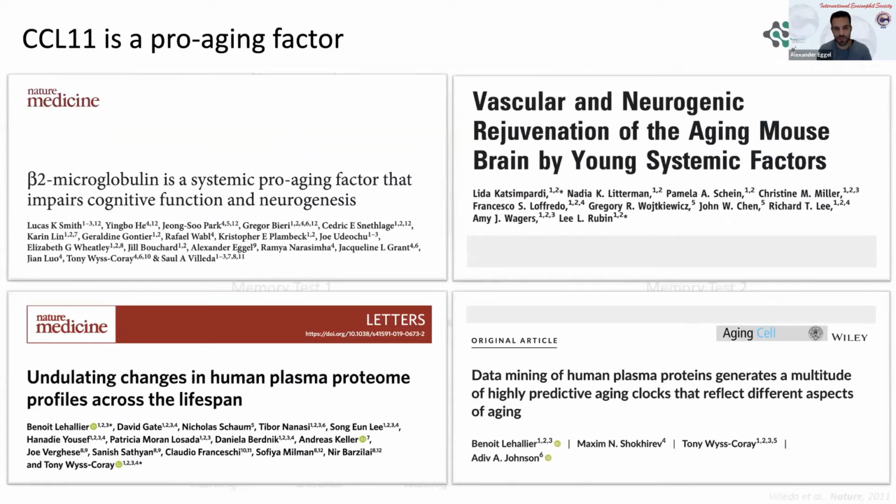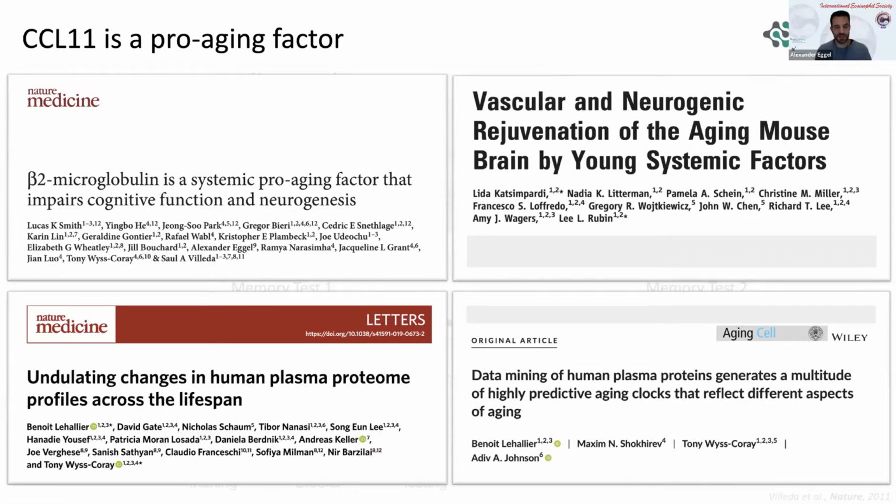Obviously, there is much more recent work that has been published. There are all sorts of other factors that are now considered to be pro-aging factors, for example, B2M. Also, the plasma proteome has been analyzed in way more detail now, with thousands of different protein factors assessed over different age groups. This now also allows us to predict the biological age based on different parameters that you can measure in the blood of humans. So these aging clocks have been established.